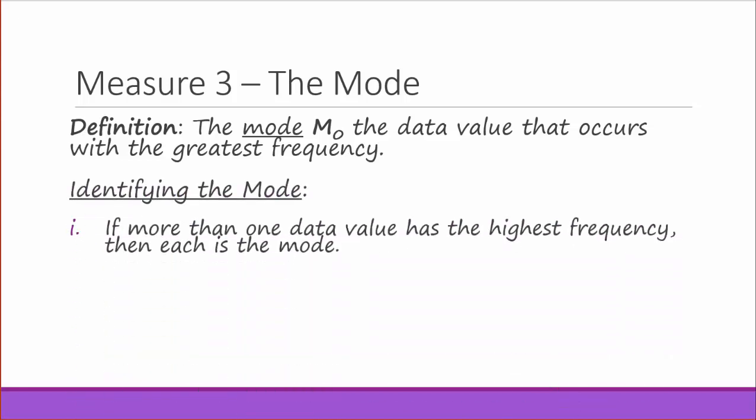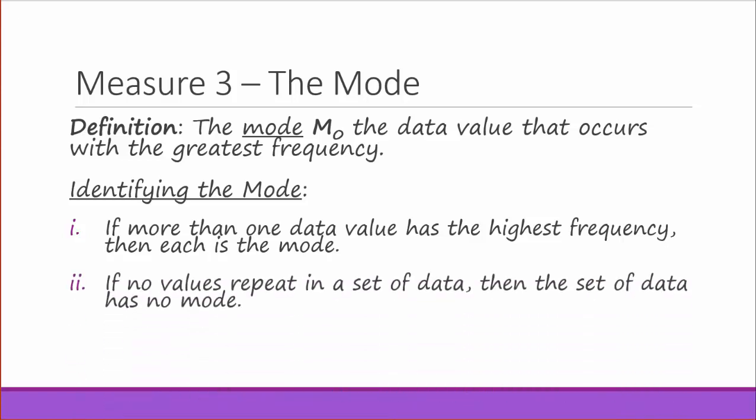So to identify the mode, a couple of rules. First, if more than one data value has the highest frequency, then each of those is the mode. So if 2 data values have the highest frequency, both of those are the mode, and we call that data bimodal. And we can have multimodal data as well. If no values repeat in a data set, in other words, if the frequency of every data item is just 1, then we say the data has no mode.